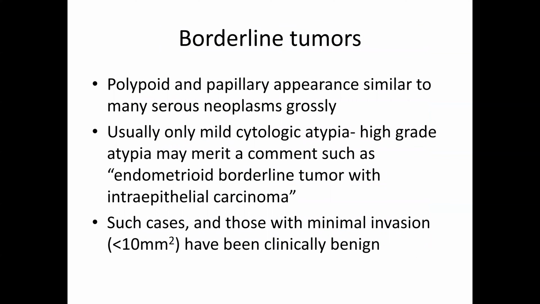Borderline tumors in the endometrioid category are a little bit more problematic. They can have sort of a polypoid or papillary appearance, similar to serous neoplasms. And they generally have very mild cytologic atypia, where, if you become more serious about it, then you may be looking at something more like intraepithelial carcinoma in a borderline tumor. Fortunately, these lesions, together with others, as long as we have a small volume of invasion or a small volume of atypia, have all behaved in a fairly benign fashion.